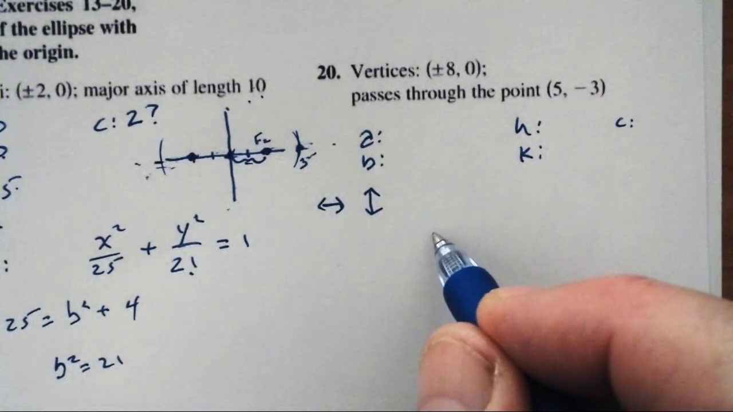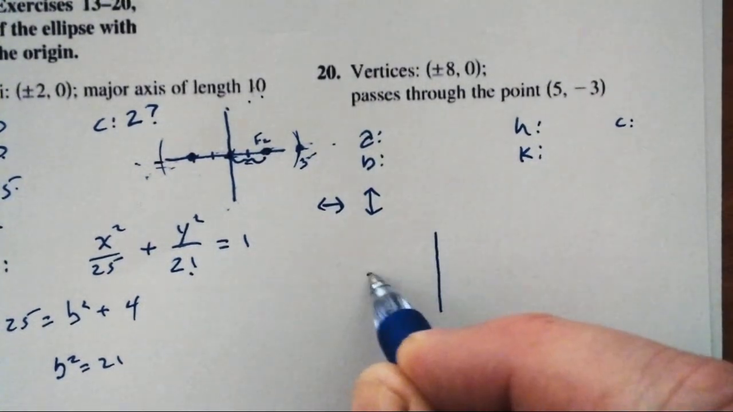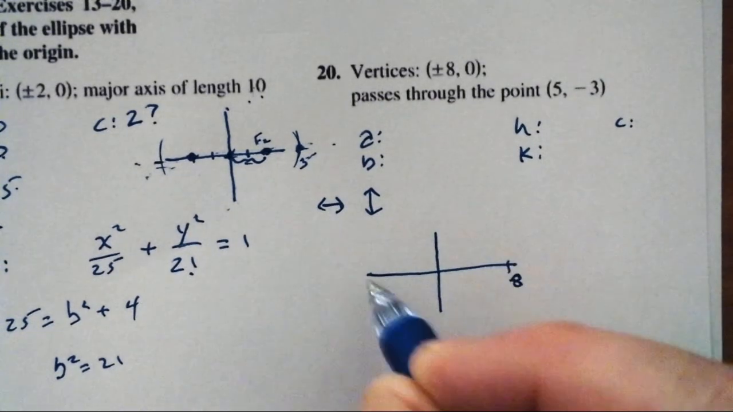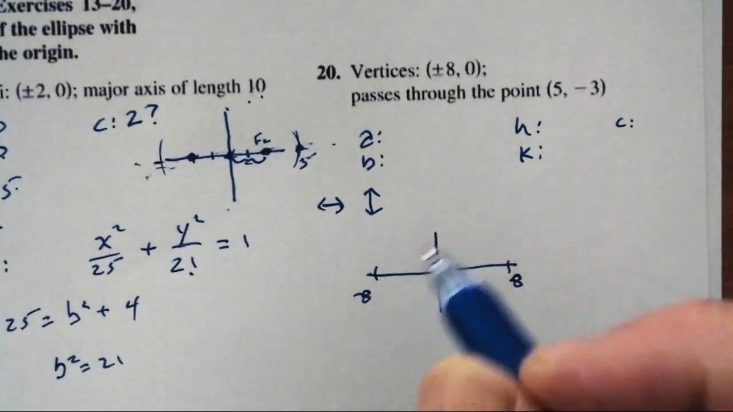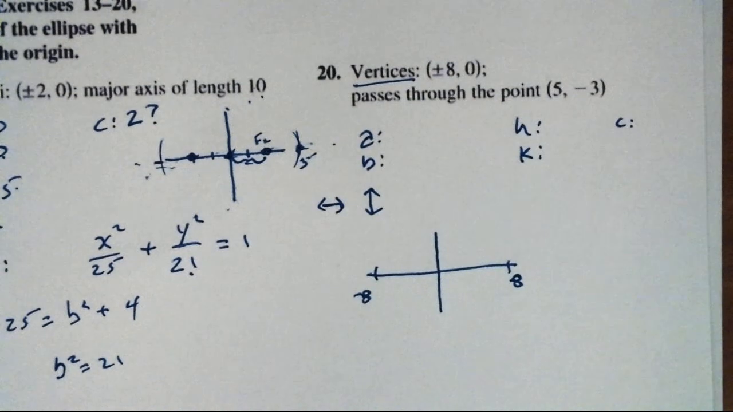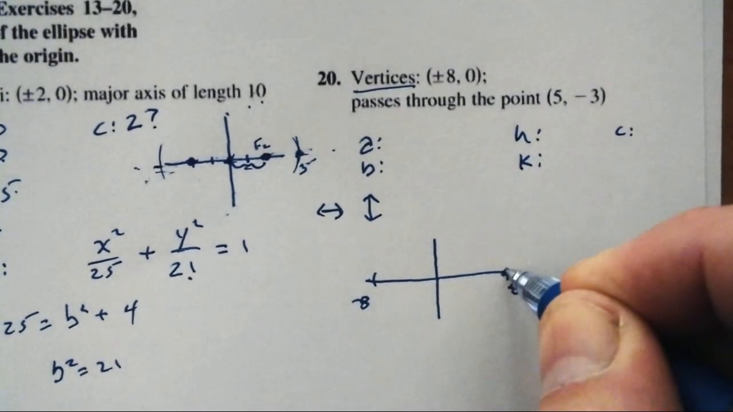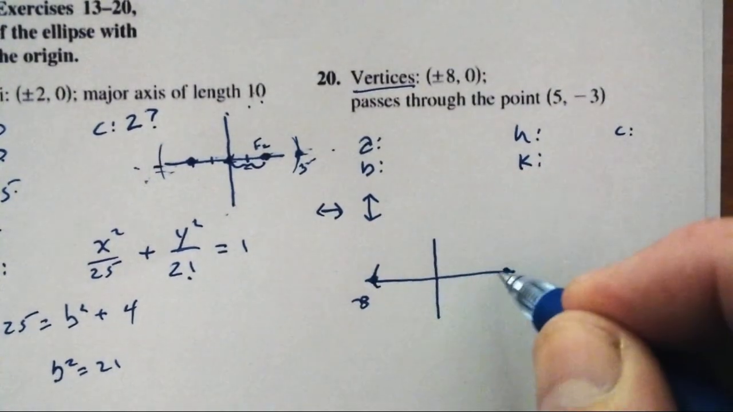So vertices, 8 and -8, and those are the vertices. And if they say vertices, they're talking about on the major axis, unless they say minor vertices. So if they just say vertices, this is the major axis.